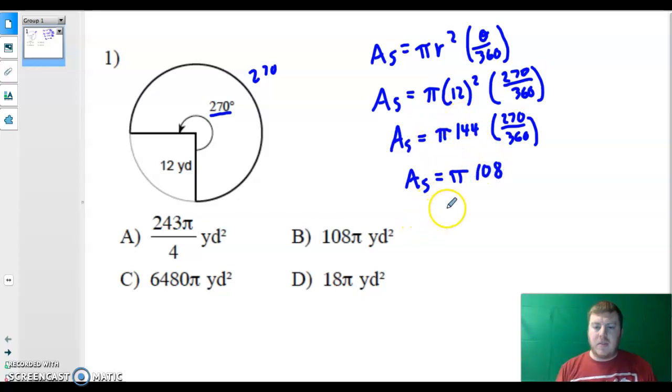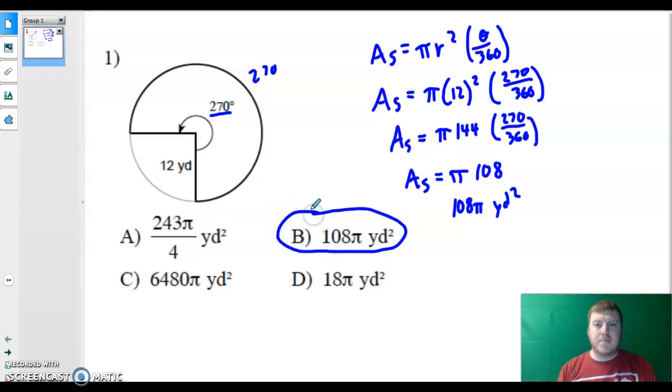So if we just flip the order around a little bit with our multiplication, 108 pi yards squared would be our answer. So your answer choice should have been answer B. You'll follow this exact same process on all the problems 1 through 8. Hope this helped.